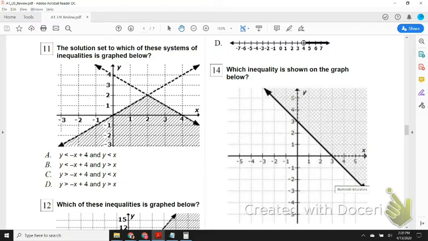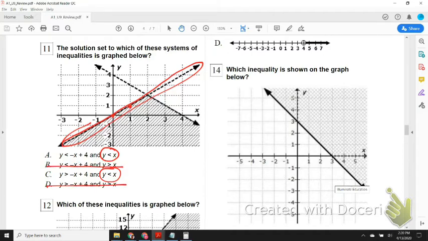Let's take a look at this one right here. That's a dashed line, and that one's going to be y equals x. The slope looks like rise 1, run 1, delta y is 1, delta x is 1. Because we're shading below, it's going to be y is less than x. So those are our two possible answers so far. I'm going to go ahead and cross out B and D.